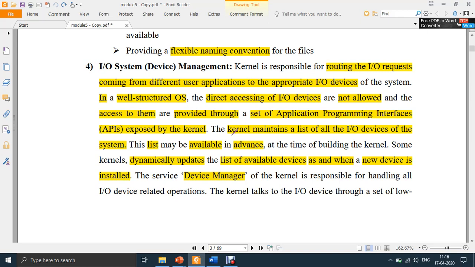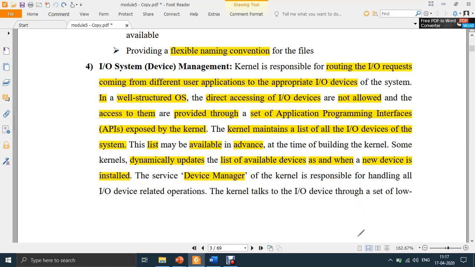So the kernel maintains a list of all the IO devices in the system. Since it is an operating system, it has to maintain the list of all the devices that are connected to the system. This list may be available in advance, so before the system starts, it will build the list. As soon as you boot up, it will detect all the devices available and make a list of it. Or it can be dynamic also, so as and when you add a new device, it will be detected. This will be taken care of by the device manager service, which is present in the IO system management.